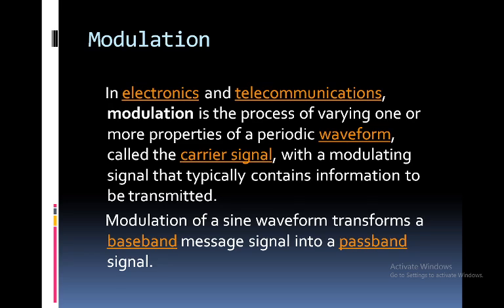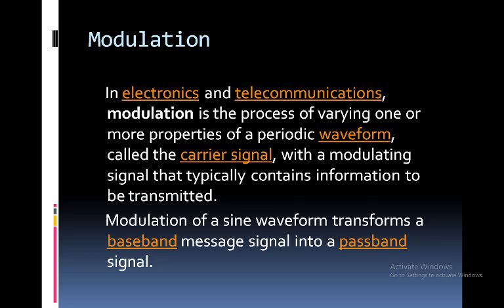So, modulation in electronics and telecommunication engineering. Modulation is defined as a process of varying one or more properties of a periodic waveform. These properties could be amplitude, frequency, and phase. This is called the carrier signal. We vary the amplitude, frequency, or phase of a carrier with a modulating signal, the original baseband information we want to send or convey from one place to another.